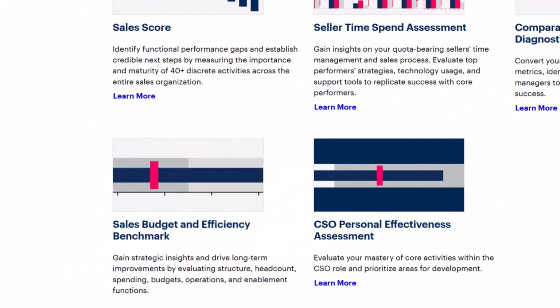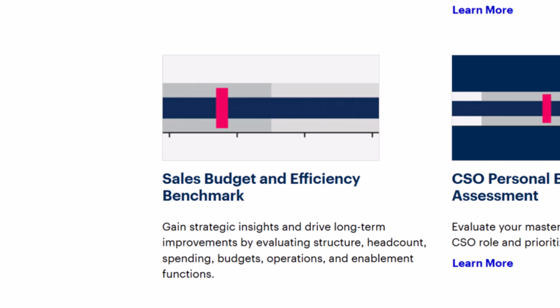Okay. Excellent. Now let's talk a little bit about the sales budget and efficiency benchmark. Yeah, I think every sales leader is under pressure to get the most out of their selling organization. From experience here, your CFO, who's usually a partner, is always questioning, "Hey, are you spending too much on selling or not?" So, the sales budget and efficiency index is a way to benchmark all of your selling costs versus all the other companies that have taken this assessment with Gartner.